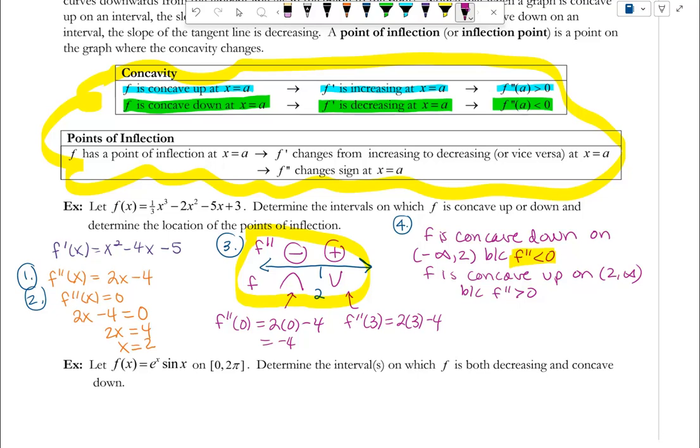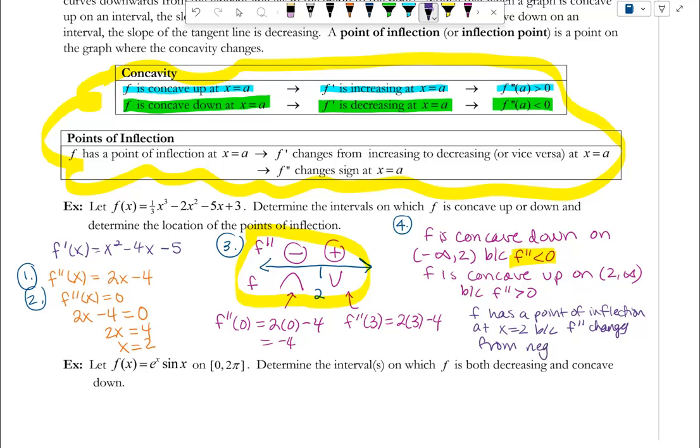And then to answer the last question, determine the location of points of inflection. We could say f has a point of inflection, or inflection point, either way, at x equals 2 because that is where our second derivative changed from negative to positive. So I could say my second derivative of f changes from negative to positive.